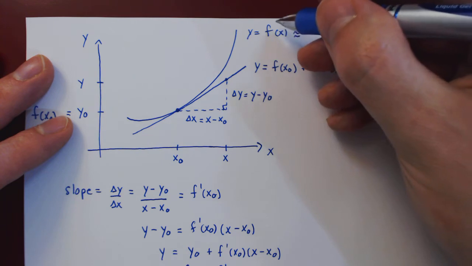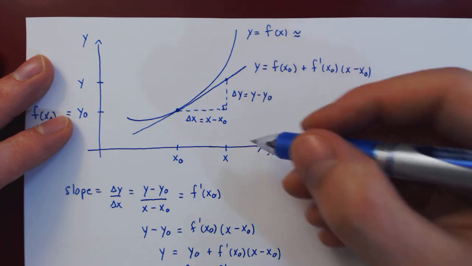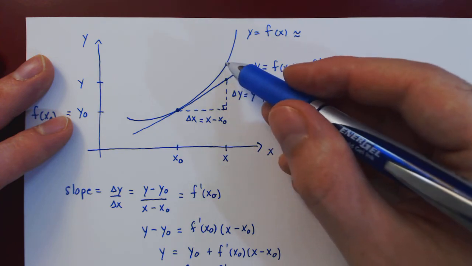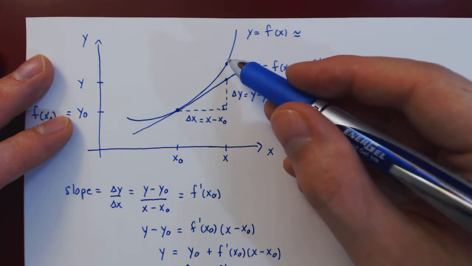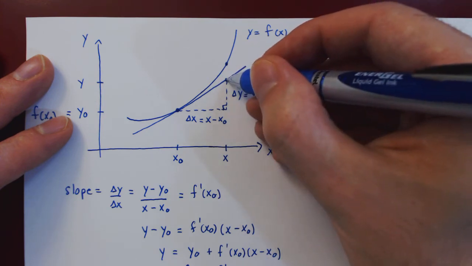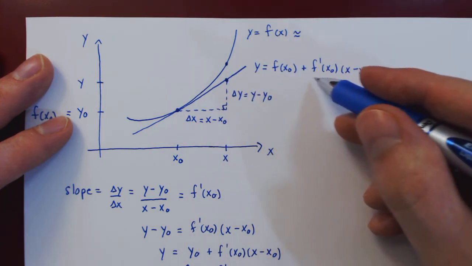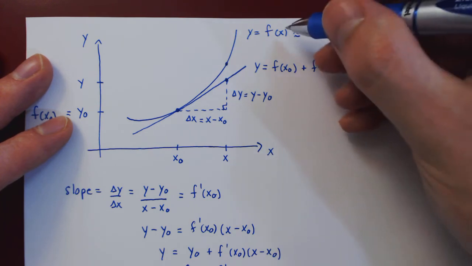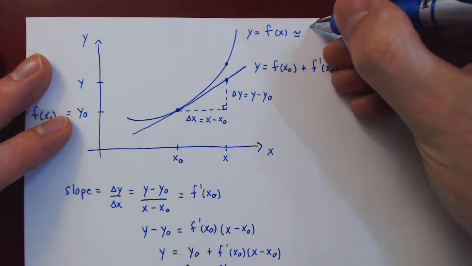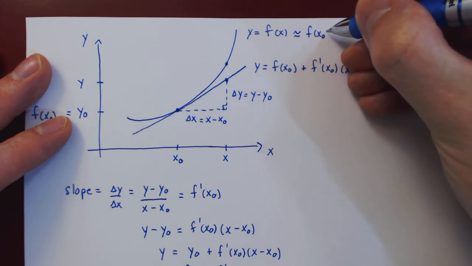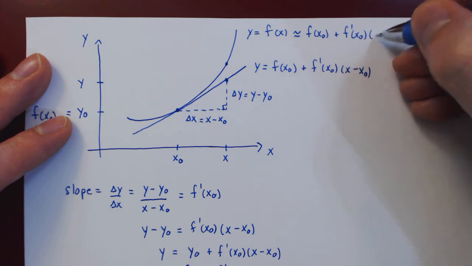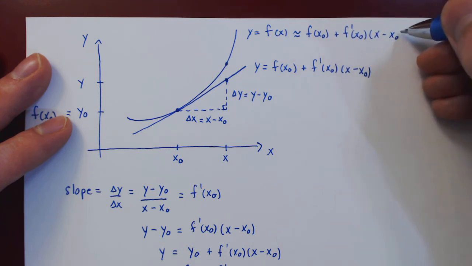So what this says is simply the y values on the function, if you look at say, this point, so this is f of x. The y values on the function are very close to the y values on the tangent line, which are given by this equation. So f of x is approximately f of x0 plus the derivative at x0 times x minus x0.